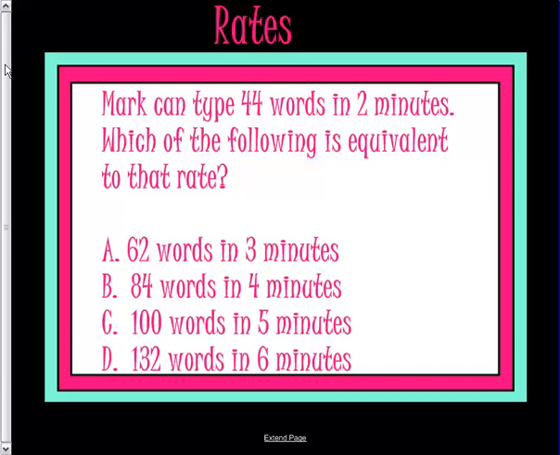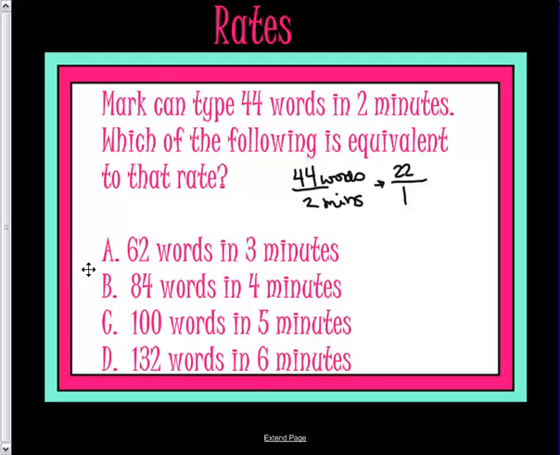Okay, so let's look at rates. Mark can type 44 words in 2 minutes. Which of the following is equivalent to that rate? Well, if someone can type 44 words in 2 minutes, and let's use words and minutes, how many can they type in 1 minute? So 22 in 1 minute.